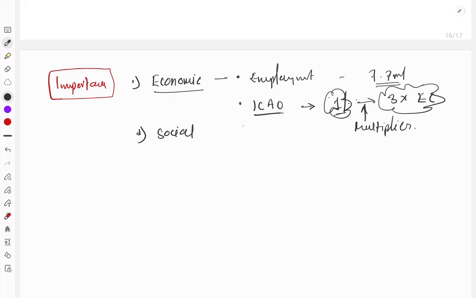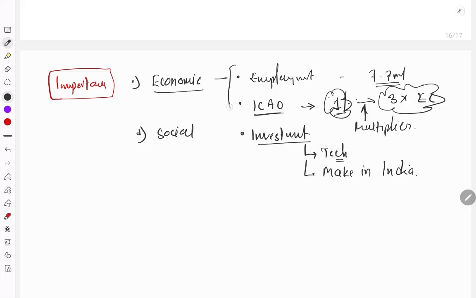That creates a multiplier effect. The next aspect is that it can boost investment, including domestic investment as well as foreign direct investment. It can bring technology into India under technology transfer. It can facilitate our Make in India vision also. So you see the significant importance with respect to the economy.